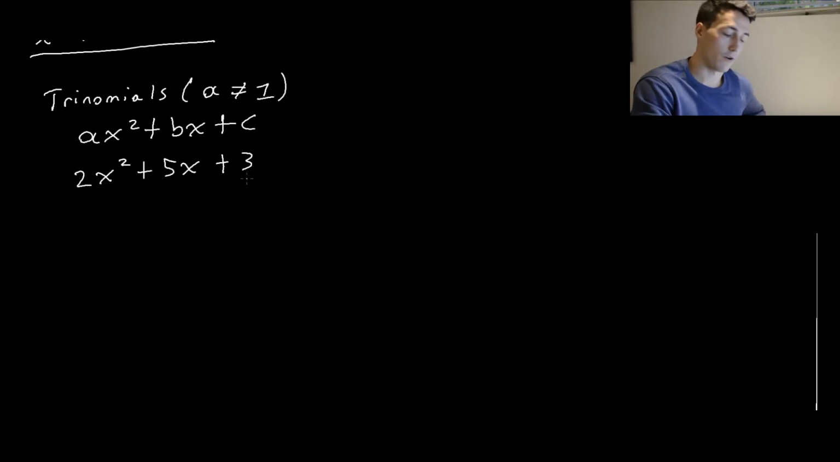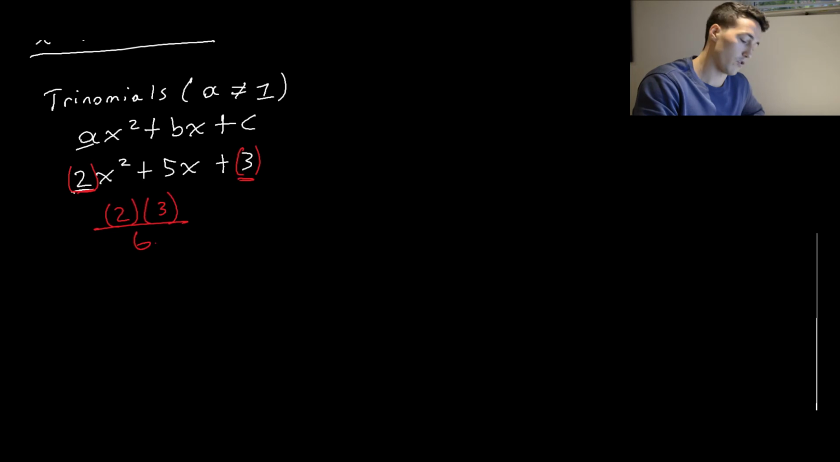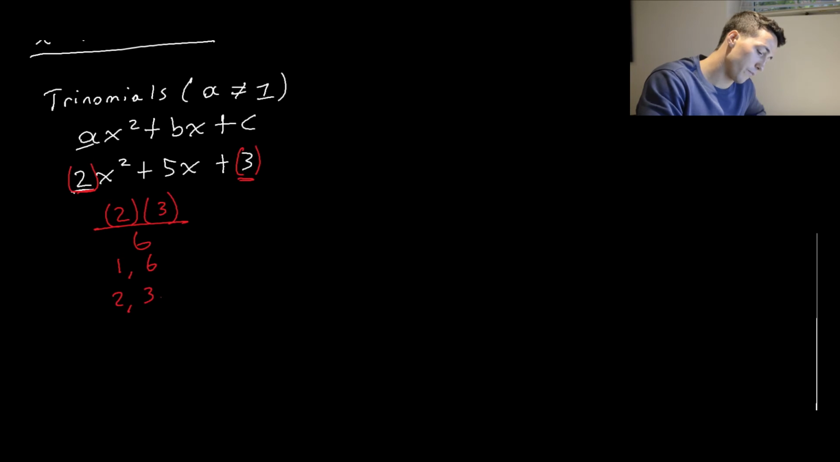And like I said before, we're going to go through a very similar process. There's just one added step in the middle. So we're going to see that this a is actually not equal to 1 now. It's equal to 2. But we're still going to do the same thing. We're going to multiply the a term times the c term. So it's 2 multiplied by 3, and that's equal to 6. Once we have that, we're going to list the factors of 6. So we have 1 and 6, and 2 and 3.